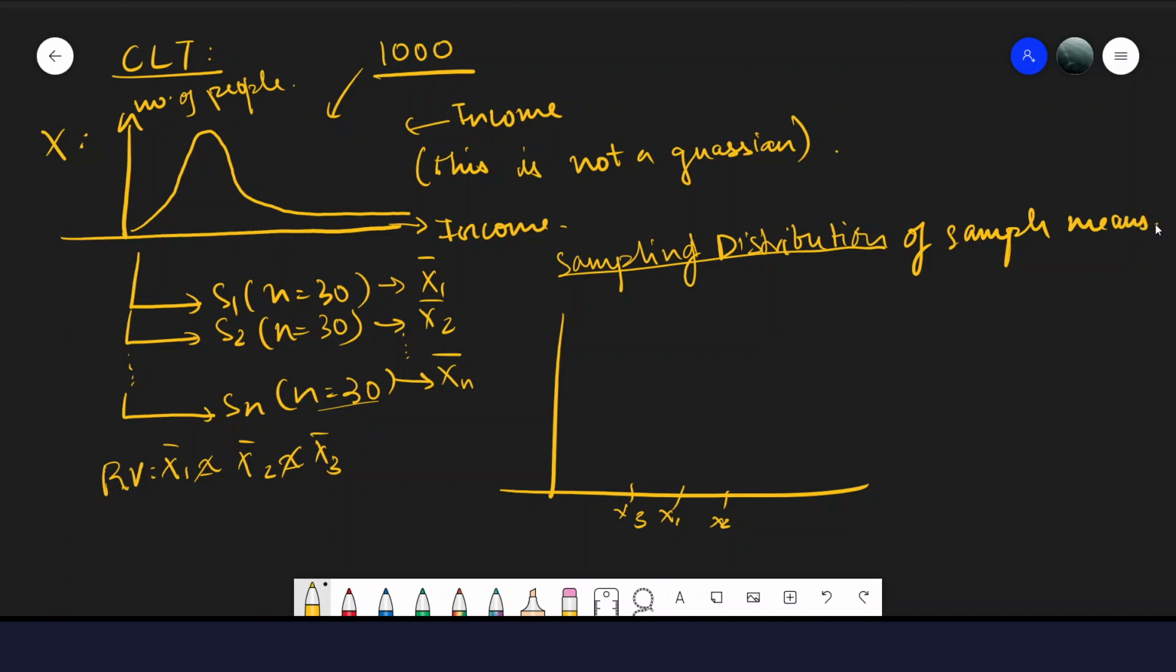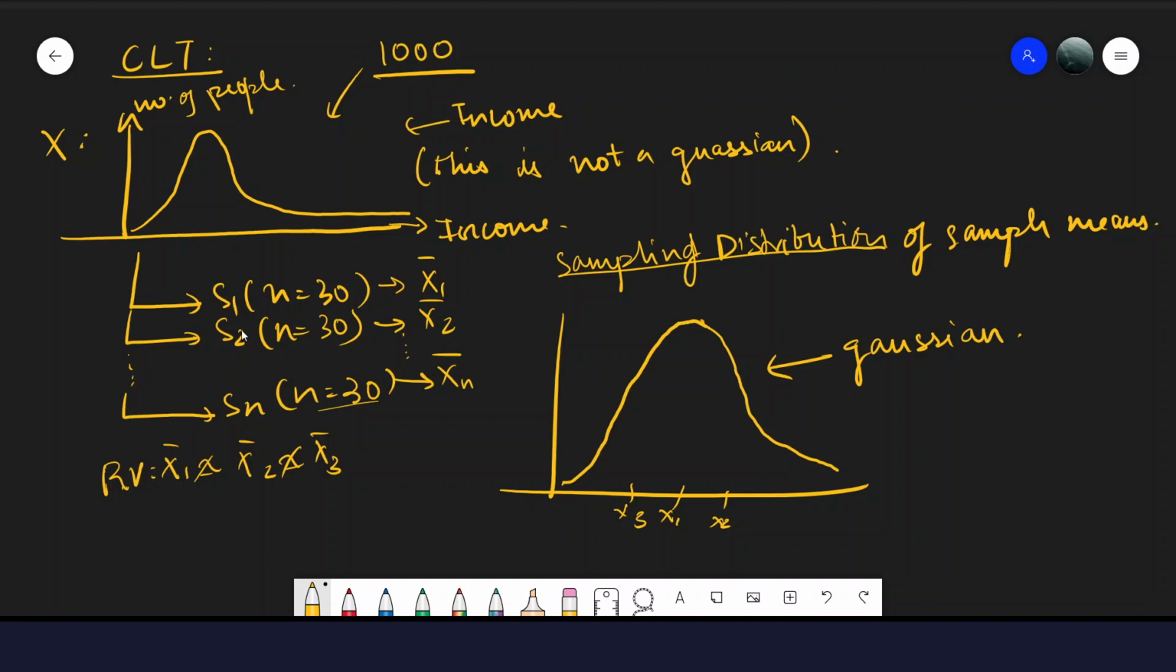Now something very interesting happens. If I take all of these means and I plot them into a distribution, the distribution will very closely resemble the Gaussian distribution. This is a Gaussian. And that is the beauty of the central limit theorem.